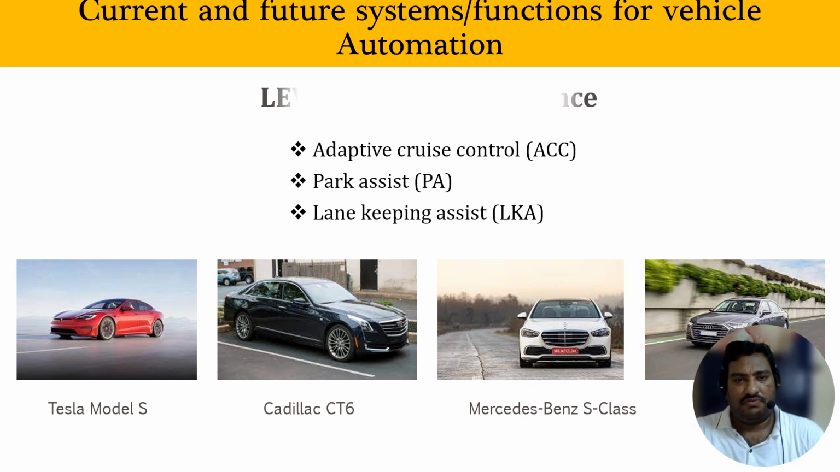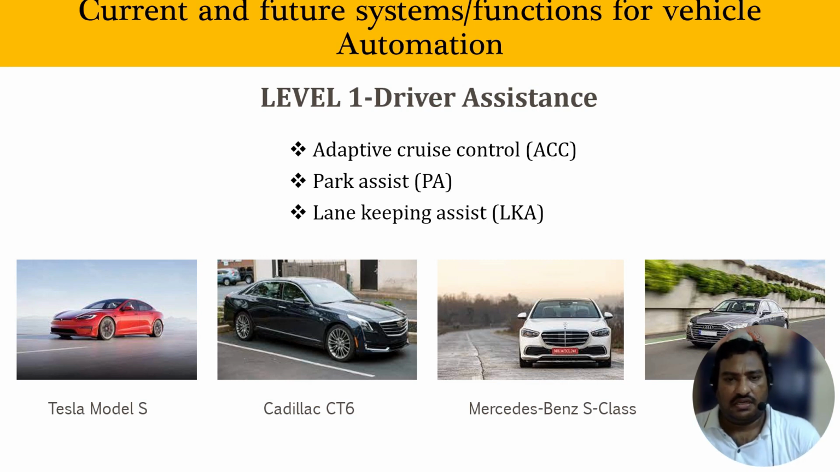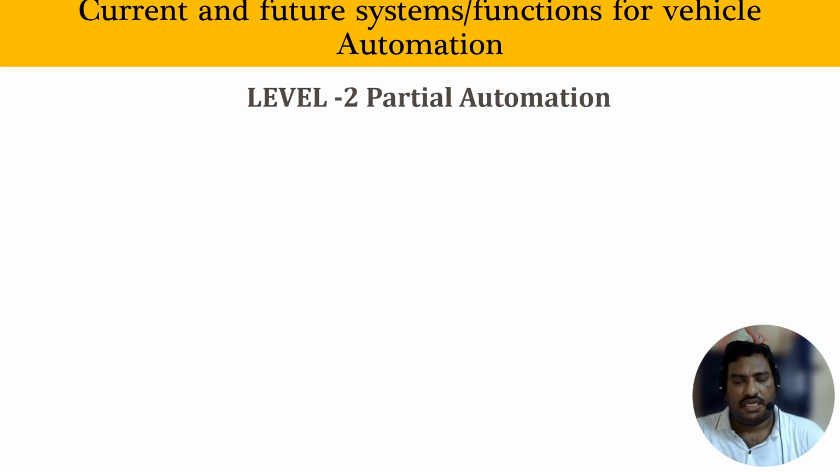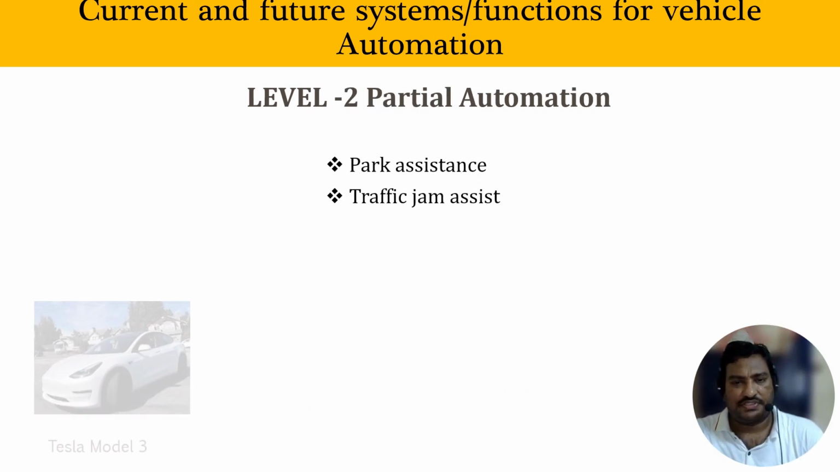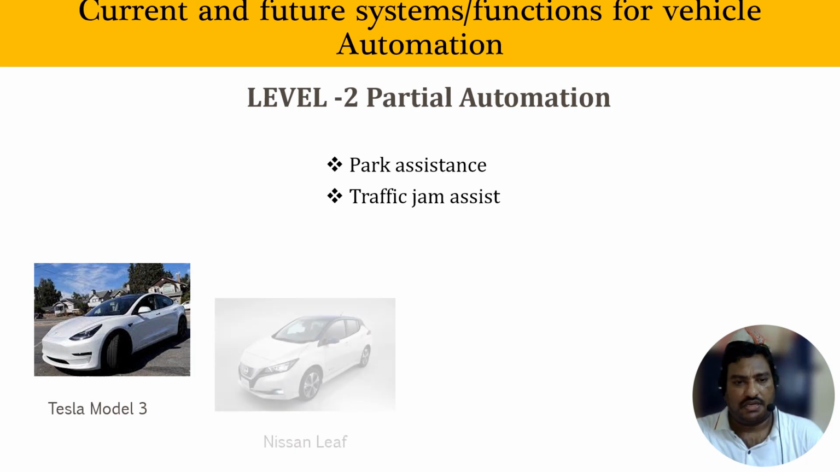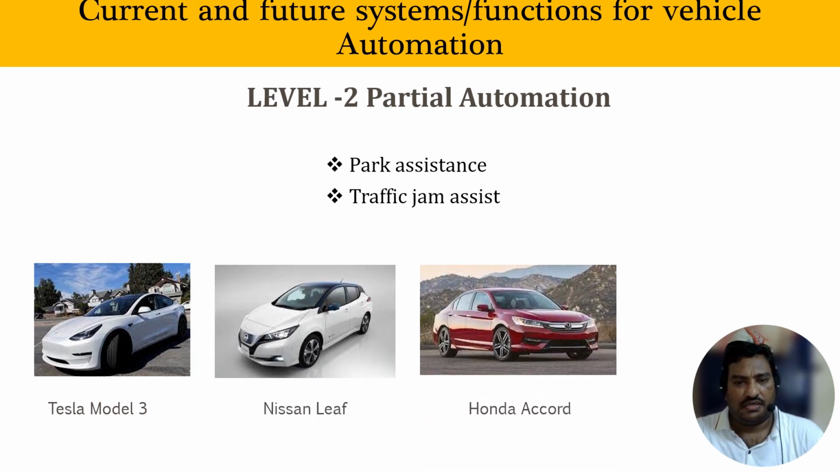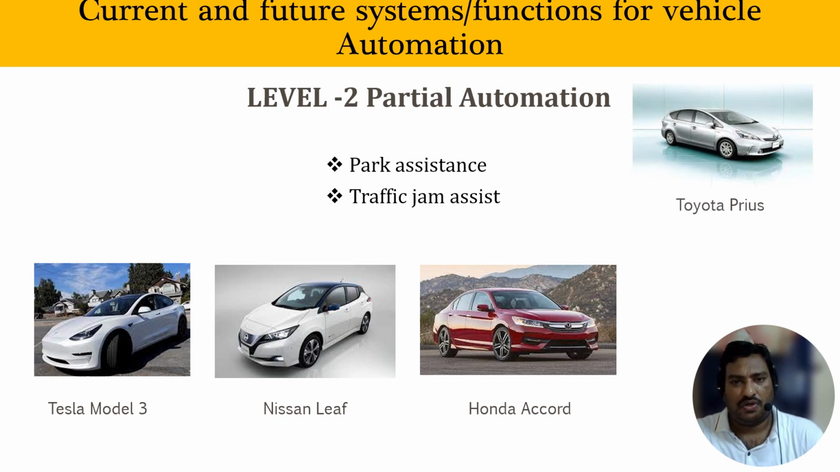Similarly, level 1 automation, that is driver assistance, includes adaptive cruise control, park assist, and lane keep assist. These are the conditions for level 1 automation. Level 2 partial automation includes parking assistance and traffic jam assist. Tesla models, Nissan, and Honda Accord are examples for level 2 automation.